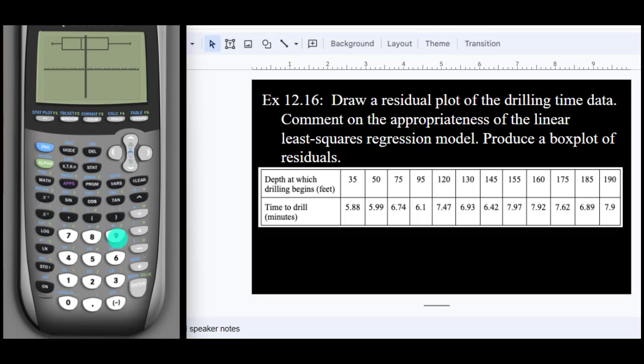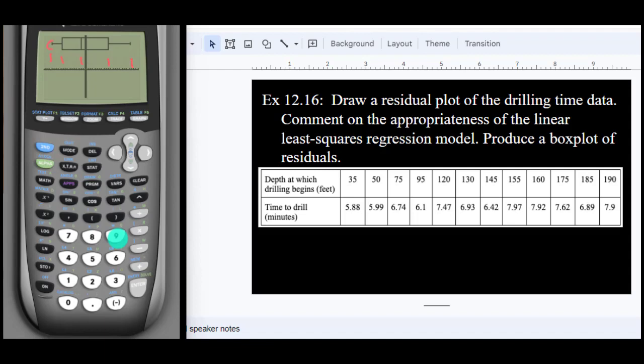And so it says comment on the appropriateness of the linear least squares regression model. Produce the box plot. So here's our box plot. We've already talked about this example a whole bunch of times, and we saw that a linear model was okay, but not super amazing. And if your box plot is pretty much even in all of the quartiles, then your residual model should be pretty good, or your linear regression model should be pretty good.